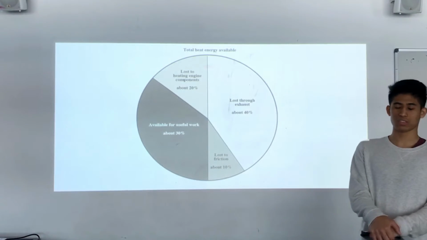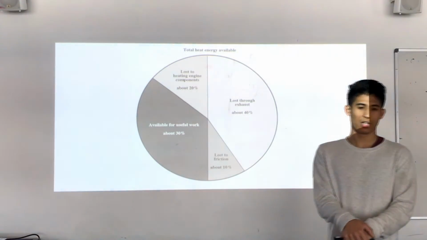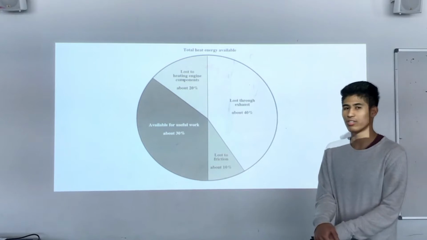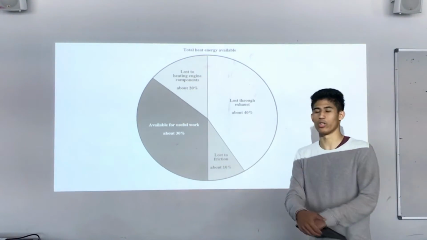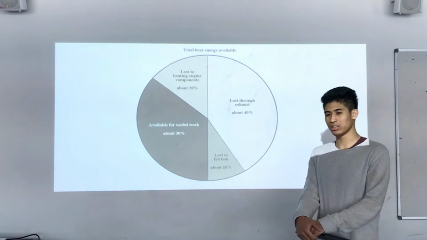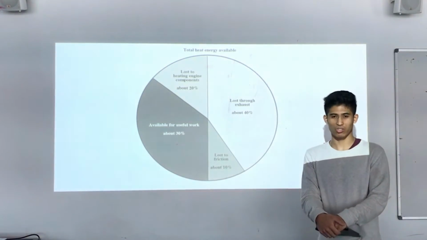As the piston burns the fuel-to-air mixture in the cylinder, around 40% of the energy is lost through the exhaust, and this is unavoidable. We are now left with 60% that is not yet completely used as useful energy.